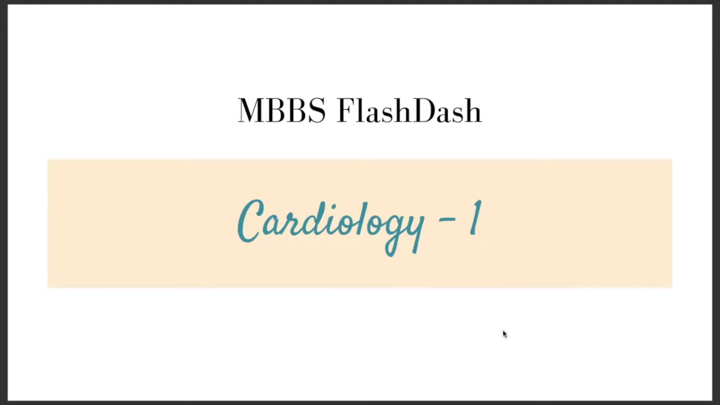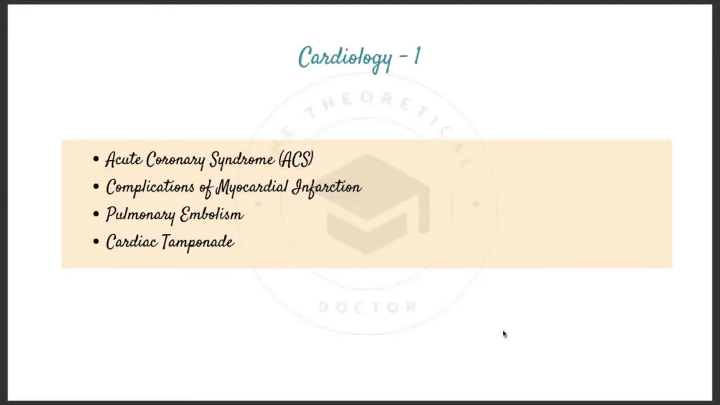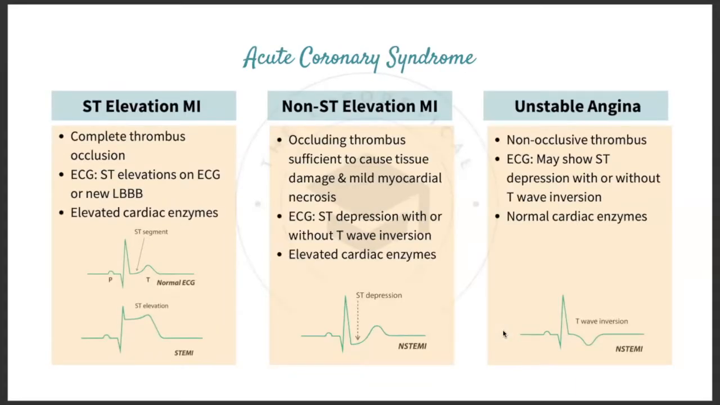So let's get started. In this video, we will be covering acute coronary syndrome, complications of myocardial infarction, pulmonary embolism, and cardiac tamponade. First one, acute coronary syndrome. So acute coronary syndrome can be divided into ST elevation myocardial infarction, non-ST elevation myocardial infarction, and also unstable angina. So if somebody asks you what is acute coronary syndrome, it's an umbrella term for these three.